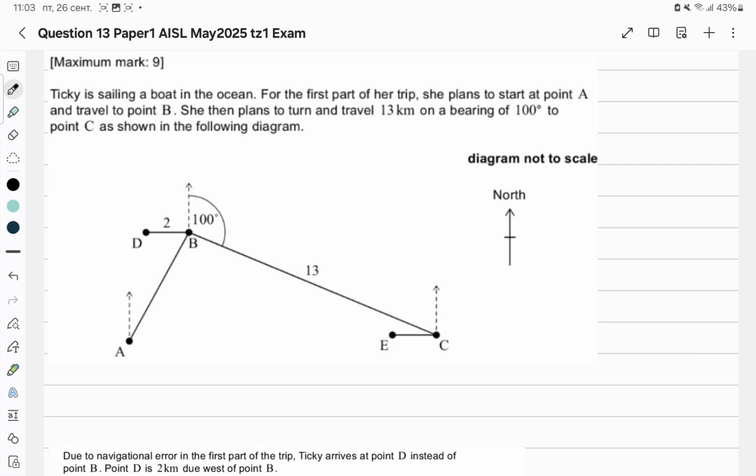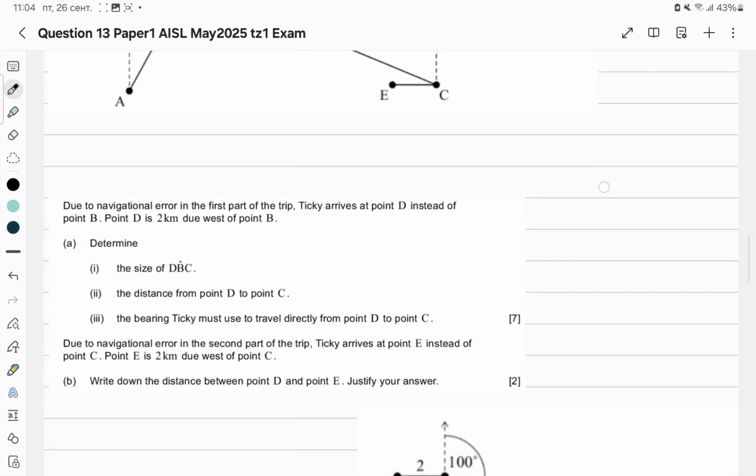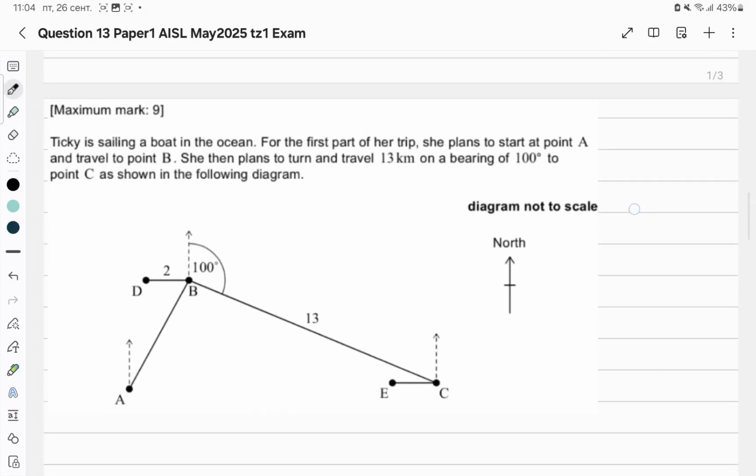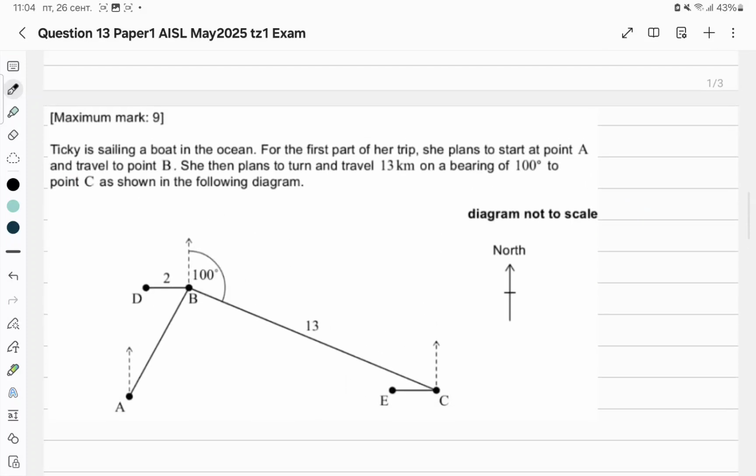So given the diagram and straightforward, it's related to the bearing. I think from the diagram it should be clear that it's about the bearing. Let's have a read. It's also containing 2 parts, 7 and 9 marks each, and part A contains 3 subparts. Okay, let's read the question itself.